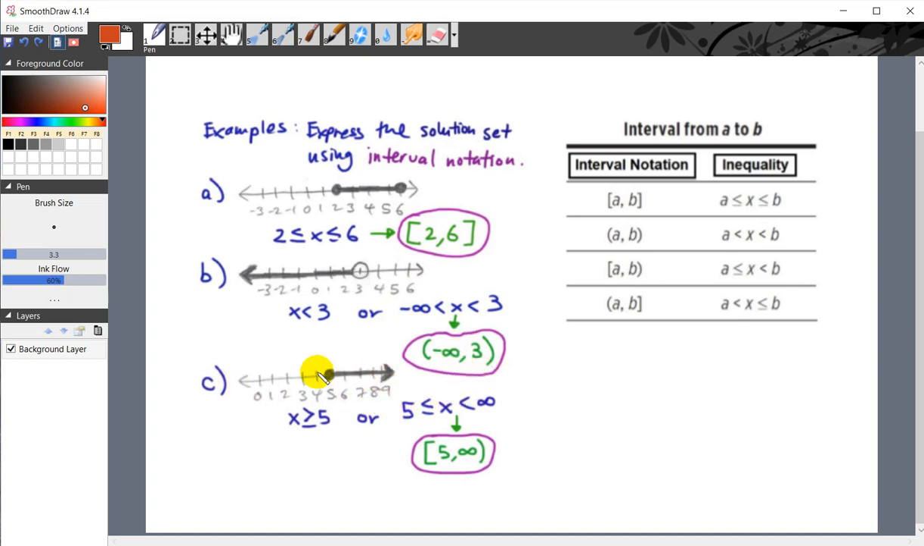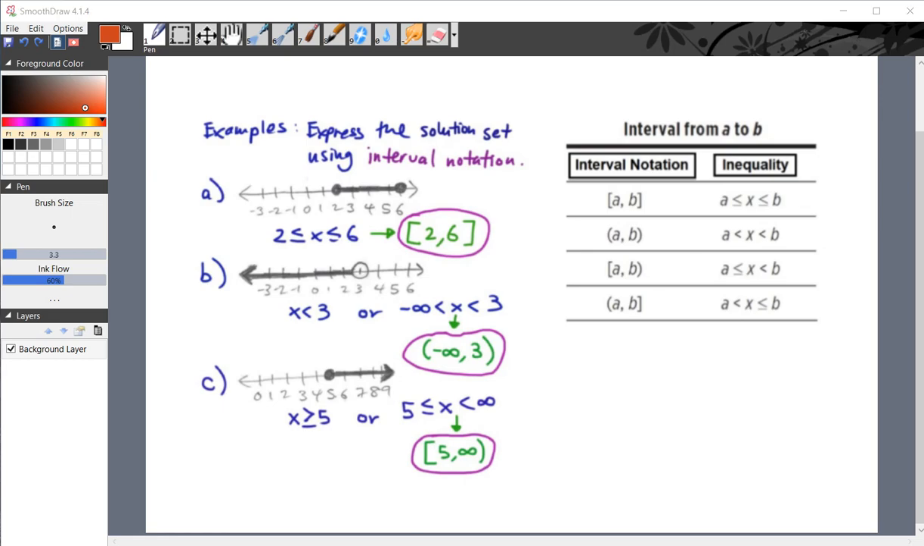Okay, letter C. This one, you're going to have a square bracket because you have a closed dot at 5. So it's going to include everything that's greater than or equal to 5. As you can see, this arrow says it's going off to a positive number, meaning it goes off to infinity. So it just becomes really large. So that's one way that we can represent that.